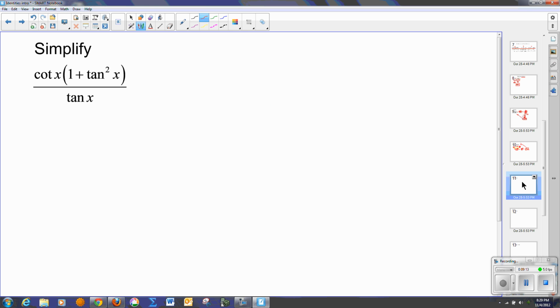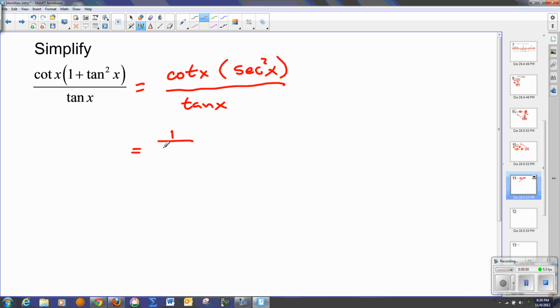The only way you're going to get good at these is to do lots of practice and know your Pythagorean identities and your regular trig identities. So here we go. I know 1 plus tan squared is a Pythagorean identity. 1 plus tan squared is secant squared, so I have cotangent times secant squared of x all over the tangent of x. Now, I look at this and I say, well, hey, wait a minute. Isn't the cotangent 1 over the tan of x?